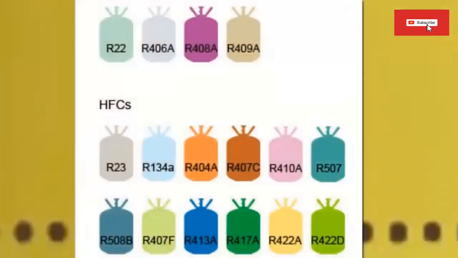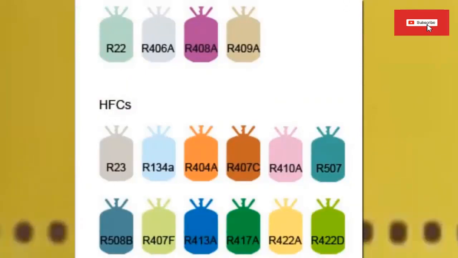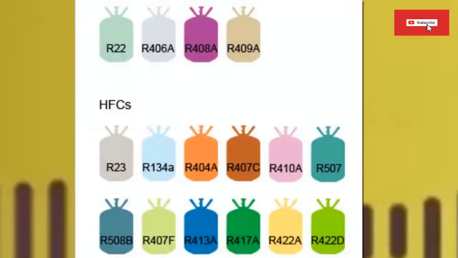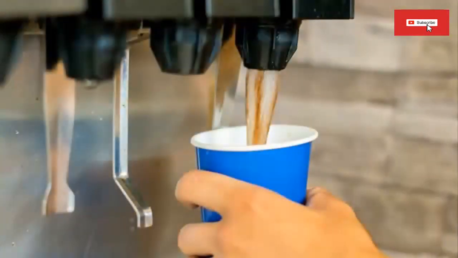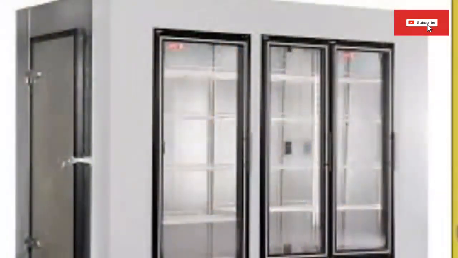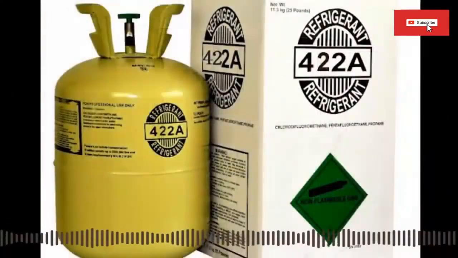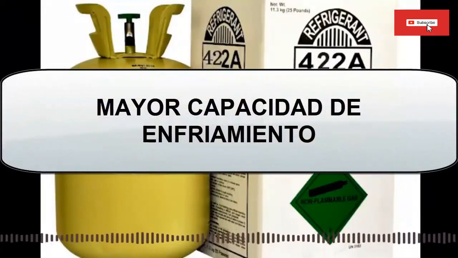7. R422A refrigerant was designed as a direct replacement for R22-based blends that previously replaced R502, such as R402A, R403B and R408A. 8. R422A refrigerant tends to be used in low-temperature refrigeration systems. 9. R422A refrigerant has a greater cooling capacity than R22, approximately 15% more, in low-temperature conditions.